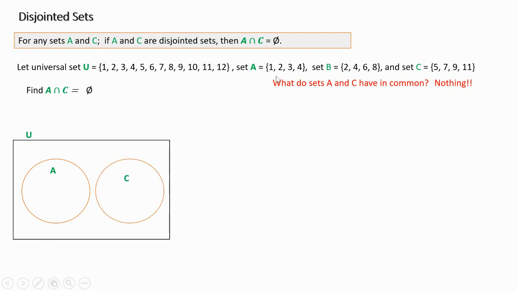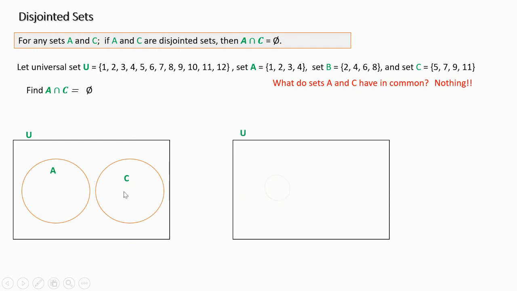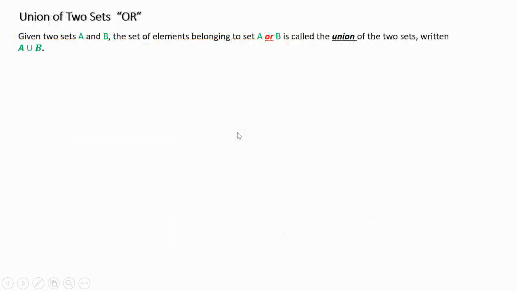So set A contains 1, 2, 3, 4. That's set A. And set C contains 5, 7, 9, and 11. And the rest have to go on the outside. The 6 is missing, so it goes on the outside. The 8 is missing, so we have to put 8 somewhere. 9 is there. The 10 is not there, so we put it on the outside. There's my 11, and the 12 is missing, so we put it on the outside. This is the representation of this given scenario.